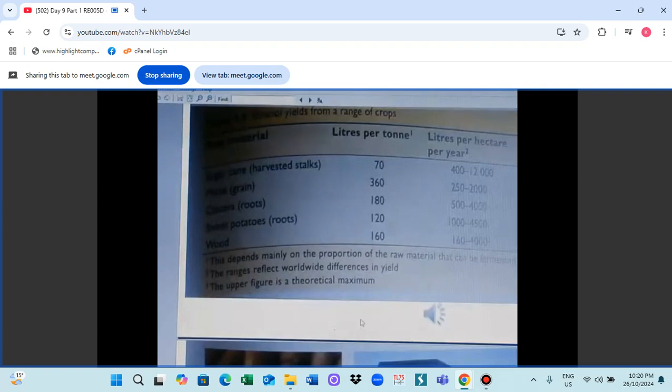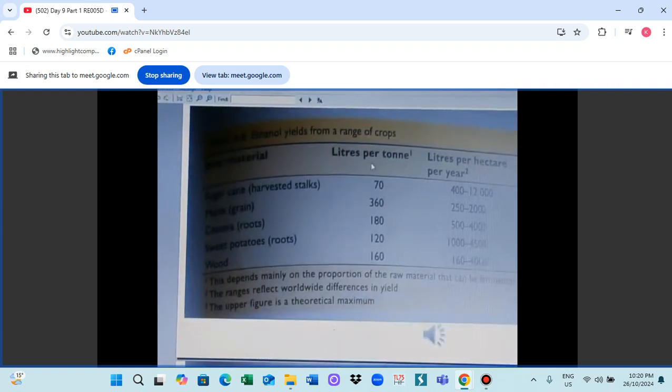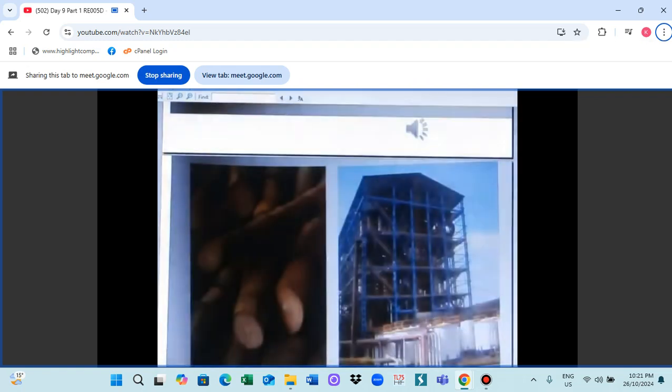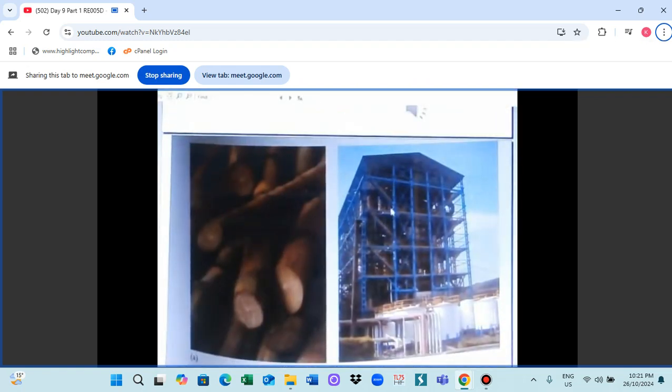So this is the biomass energy content of the biomass crops. Sugar cane, maize, cassava, sweet sorghum, they contain an amount of ethanol. So those crops contain ethanol, and the amount of ethanol can be taken out from those sugar cane, maize, cassava, and sweet sorghum. So this is for the crop. These energy crops are where ethanol is produced.